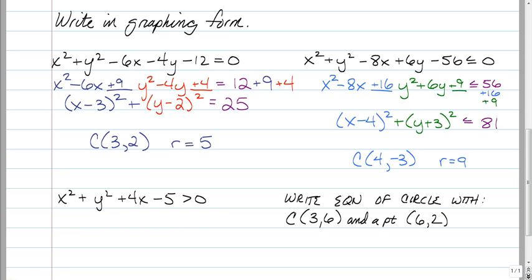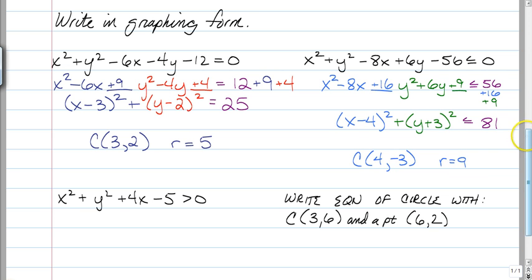So let's see. Did you get the same thing? If you group your x's together, you have a negative 8x. Half of 8 squared is 16. Add it to both sides. For your y's, you had a 6y. Half of 6 squared is 9. Add it to both sides. Then you just write the x's as a square of a binomial, y's as a square of a binomial, and then add up all your terms over there, and you're done. You have a center of (4, -3), with a radius of 9.